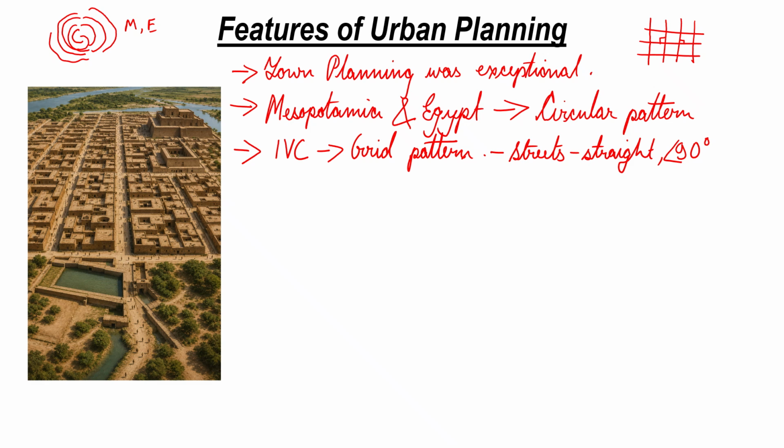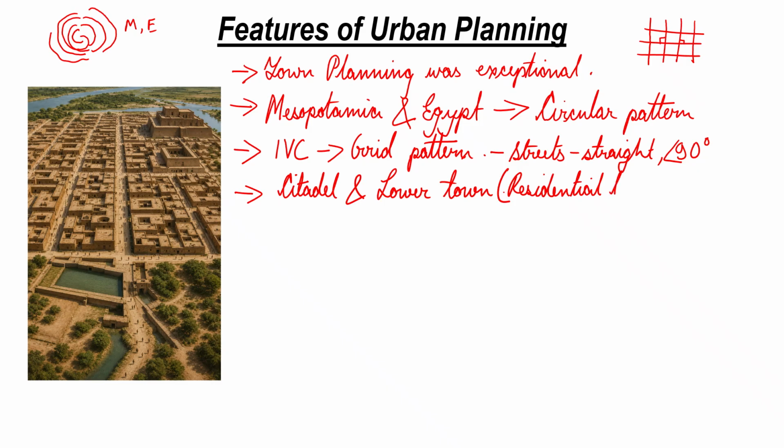And how was the city divided? We have already seen the city was divided into citadel and lower town. Okay, so the city was divided into citadel and lower town. Lower town had the residential buildings. So common people used to live in the lower town and high class people used to live in the citadel.